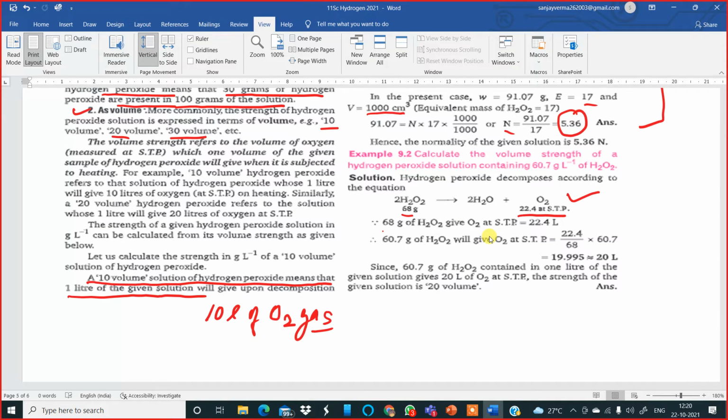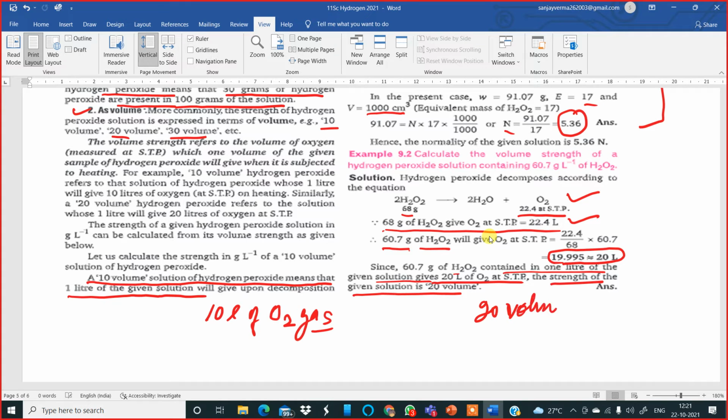Therefore, we know from the sentence, since 68 grams of hydrogen peroxide gives 20.4 liters of oxygen, therefore 60.7 grams of hydrogen peroxide will give 60.7 into 20.4 divided by 68, which gives me 19.995, approximately equal to 20 liters. So 20 liters of what? Oxygen. So since 60.7 grams of hydrogen peroxide is contained in 1 liter of the solution, it gives 20 liters of oxygen at STP, and the strength of the solution you can call 20 volume, in volume ratio.